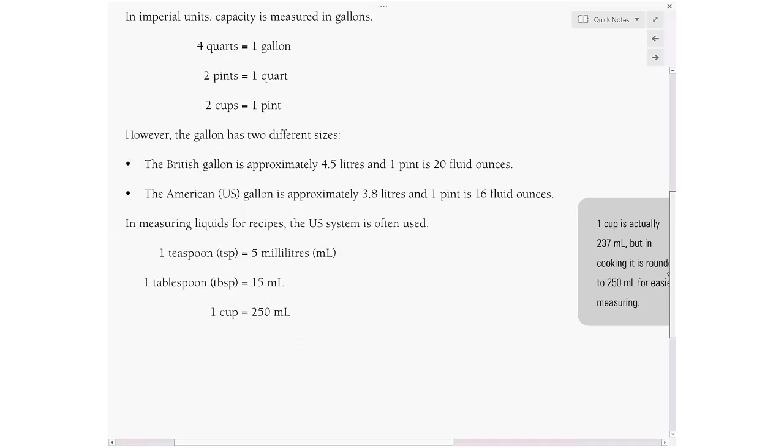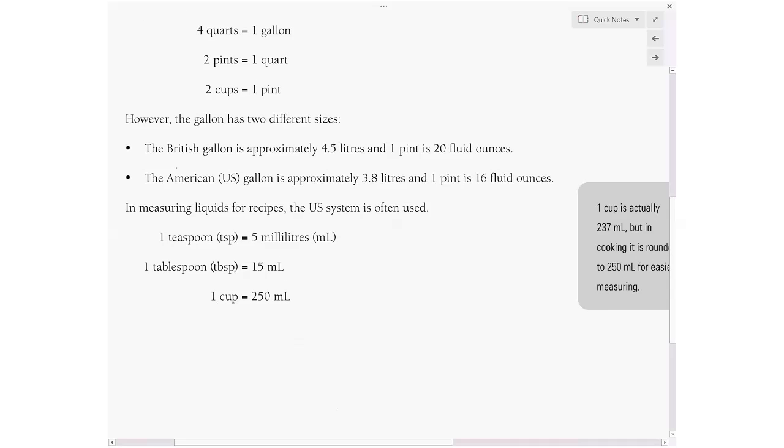So the one confusing thing about the gallon is there are 2 different sizes. In Canada, we use the British gallon, which is about 4.5 liters, and 1 pint is 20 fluid ounces. If you go down to the States, a gallon is about 3.8 liters, and 1 pint is 16 fluid ounces. So when you're doing your questions, make sure you're checking whether it's the British gallon, the one we use in Canada, or the American gallon, the US gallon, because they're slightly different, and your conversion rate is going to be different depending on what you're doing.